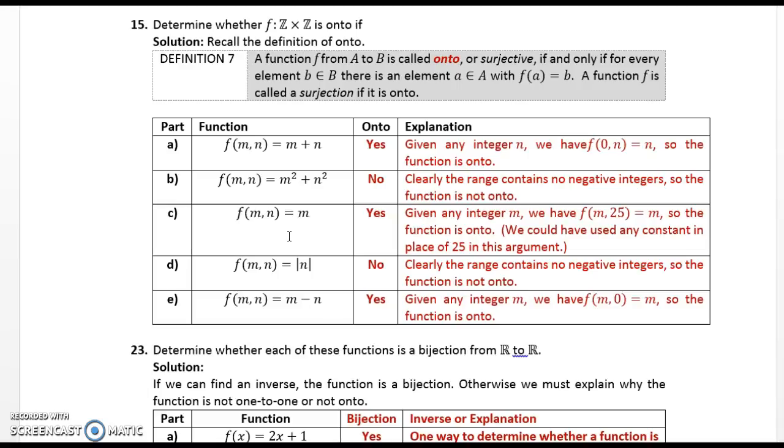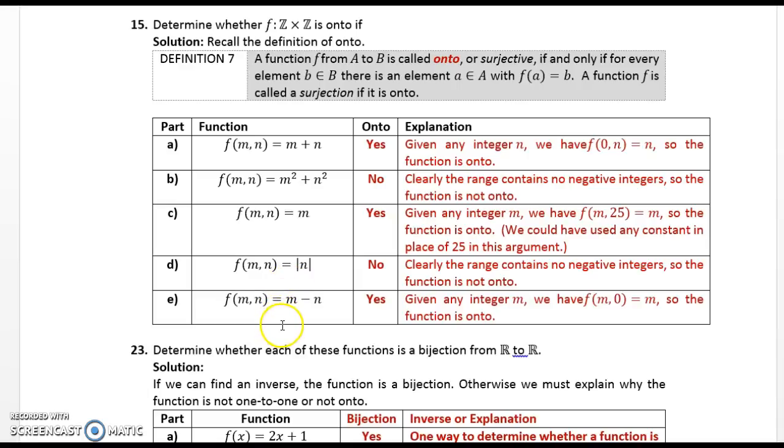f of m, n equals m. Yes, given any integer m, we have f of m, 25 equal m, so the function is onto. We could have used any constant in place of 25 in this argument. f of m, n is the absolute value, or the magnitude, of n. No, clearly the range contains no negative integers, so the function is not onto.